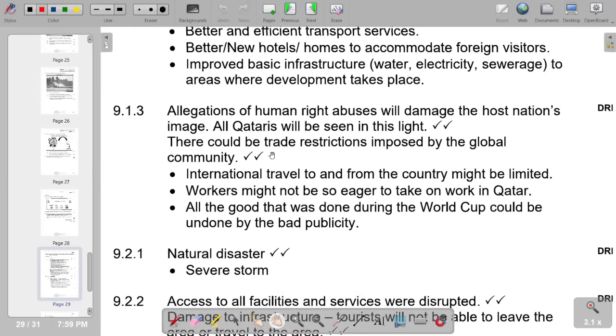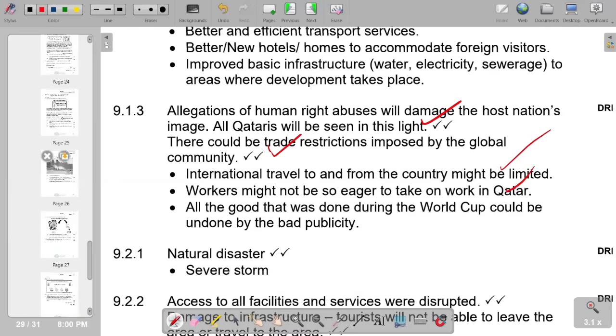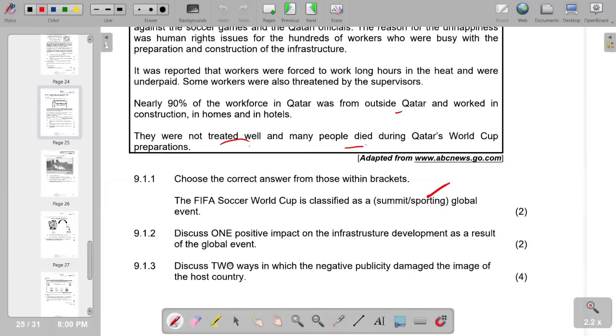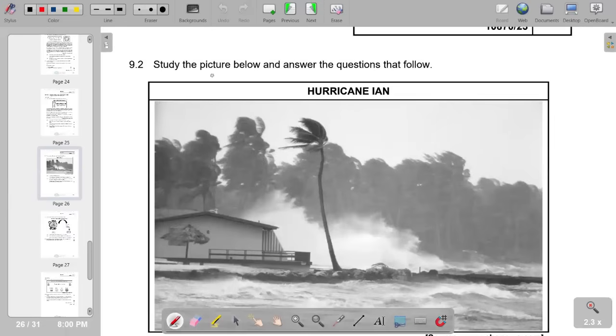And then there could be trade restrictions imposed by the global community. That's another point that we can include. International travel to and from the country might be limited. So we also have workers may not be so eager to take on work in Qatar. So these are some of the points that we can include on that part. Then the next question is 9.2. Study the picture below and answer the questions that follow.